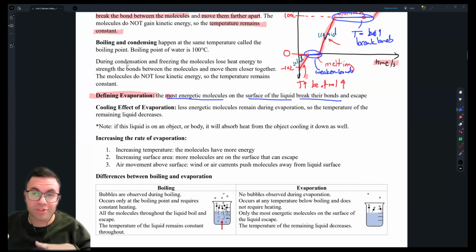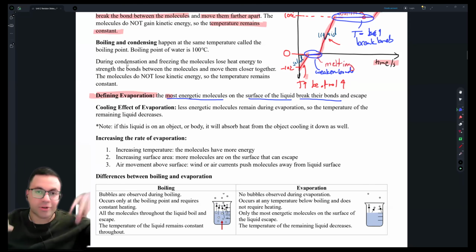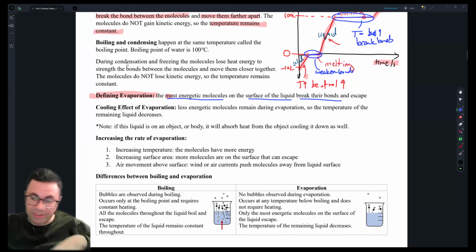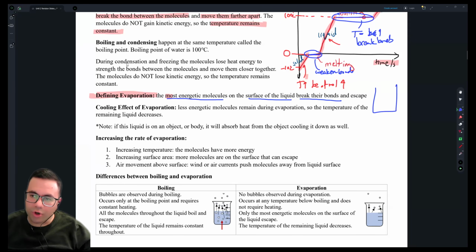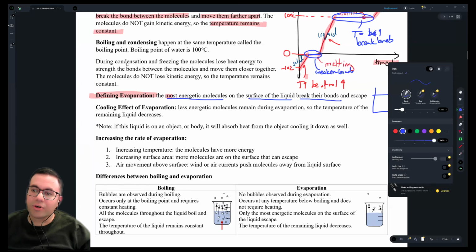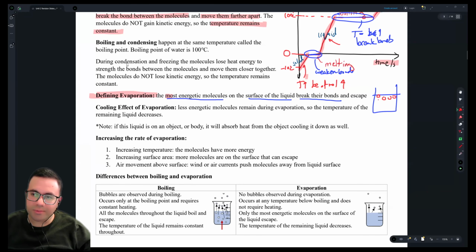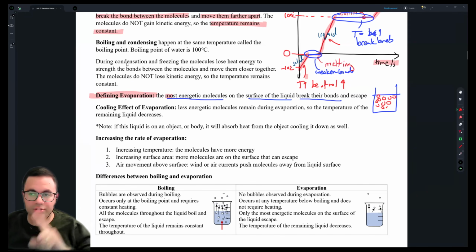So evaporation isn't, oh yeah, liquid can boil anywhere. No. It happens normally at any temperature. You don't need it to be at the boiling point, but it only happens to the molecules on the surface and only if these are the most energetic molecules of them. Because not all the molecules have the same energy. Some have a lot, some have a little bit.